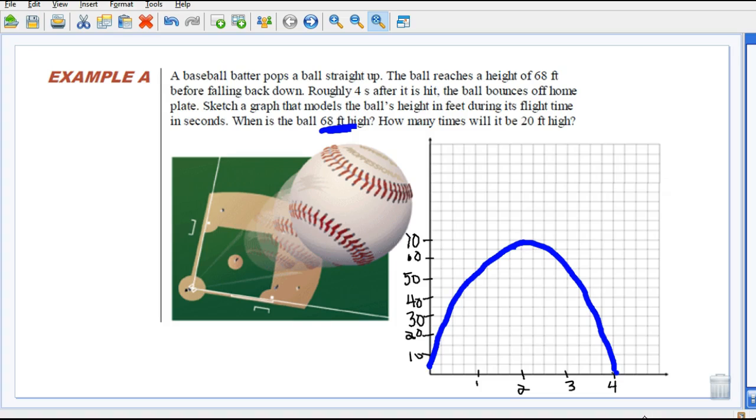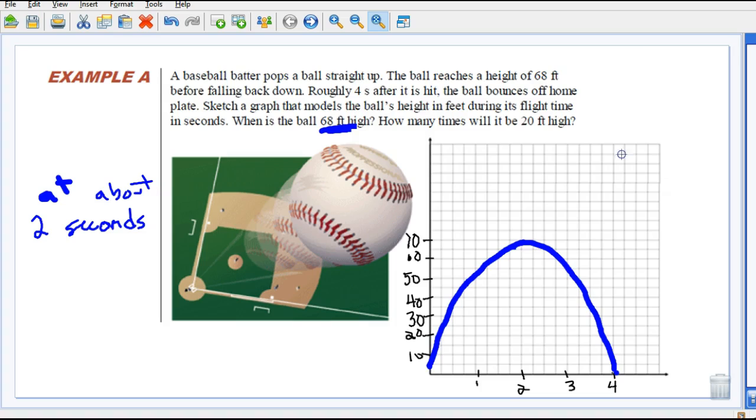Alright, and that's a pretty good graph of what we're looking at. If we could really draw it smooth, it wouldn't have some of these marks in there, but that's pretty good. So when is the ball 68 feet high? It's 68 feet high at about 2 seconds. So at 2 seconds, the ball is 68 feet high.